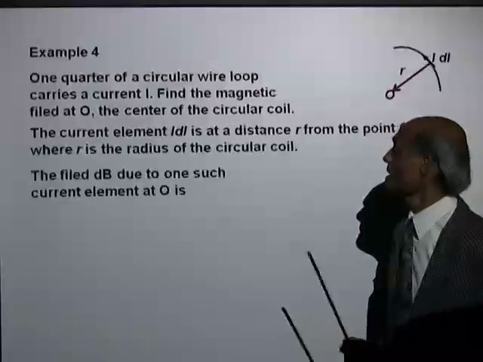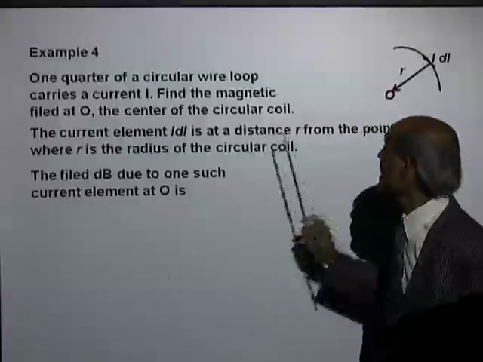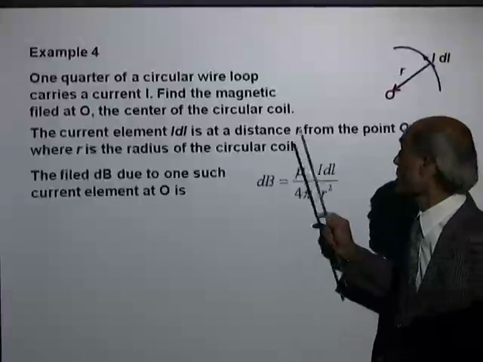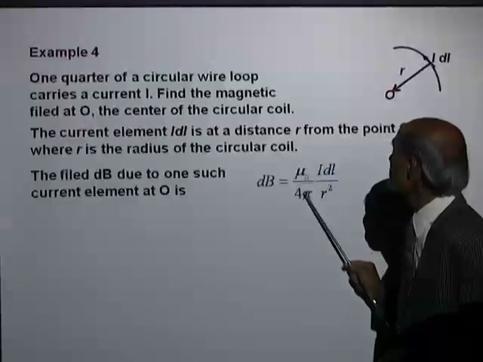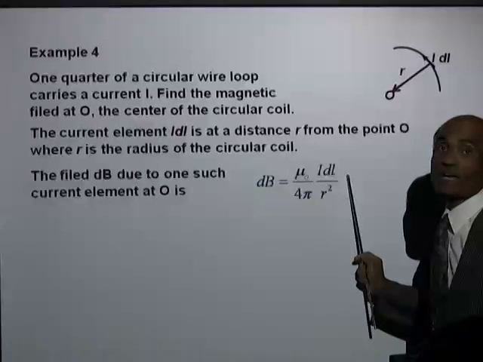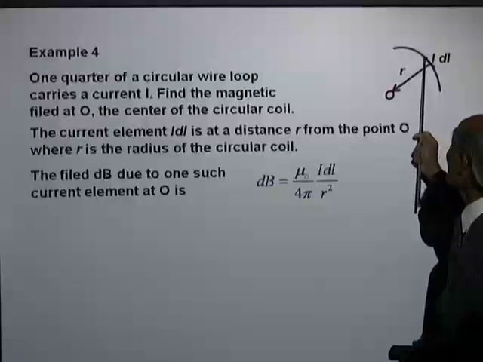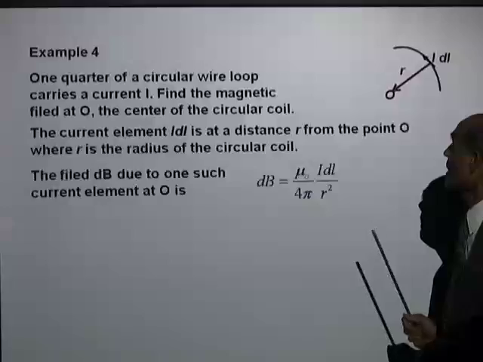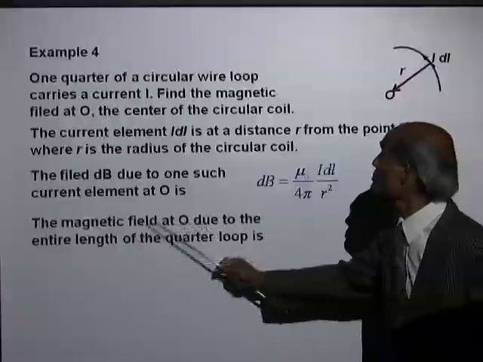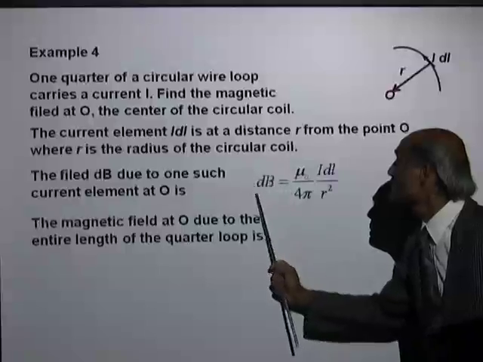How much is the field at the point O due to the current element IdL? It will be dB equals mu 0 over 4 pi, IdL over r squared. What happened to sine theta? Sine theta is 1 because theta is the angle between the vector IdL and the vector R, which is 90 degrees.